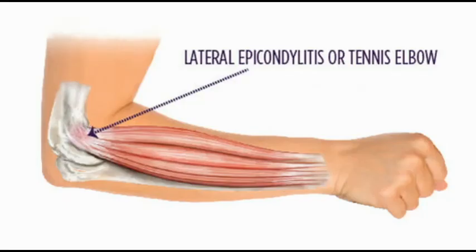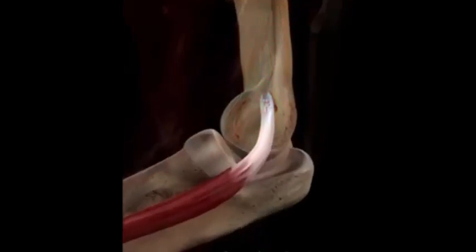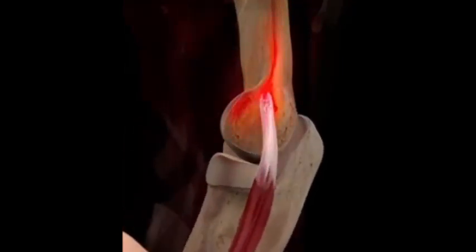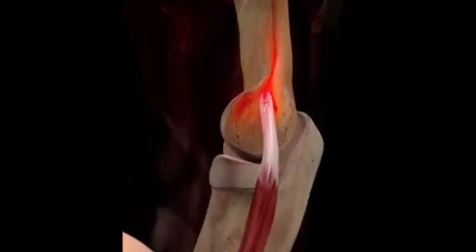Tennis elbow has one more name. It's also called lateral epicondylitis. This condition occurs due to overexertion. The tendons in the elbow become inflamed and it causes tennis elbow.